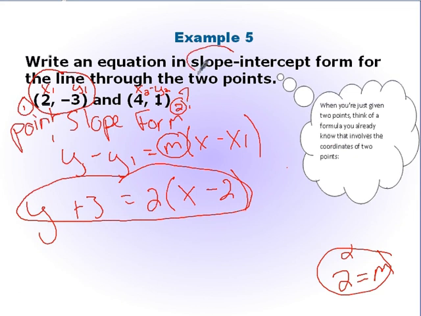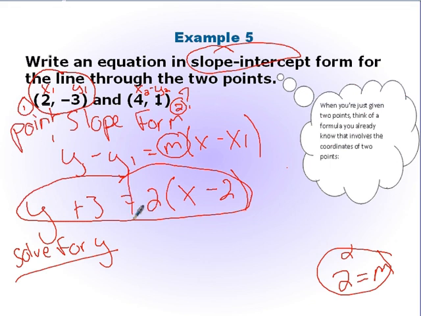But we want slope-intercept form. So the next thing to do is to solve for y. Solve for y, we've got to simplify the left side of the equal sign. Already done for us, let's just write that down. And then we have to simplify the right side. So let's distribute this 2 through the parentheses. There we go. So 2 times x is 2x, and 2 times negative 2 is negative 4.